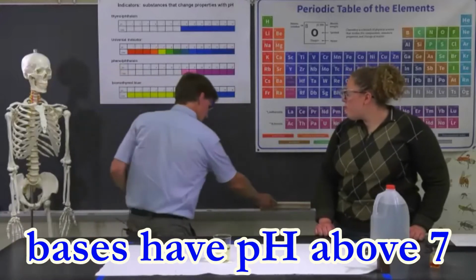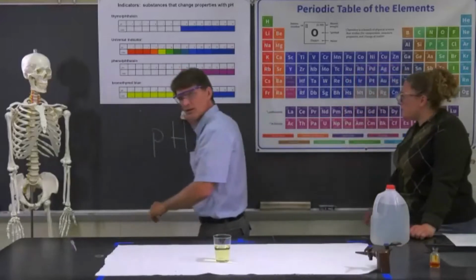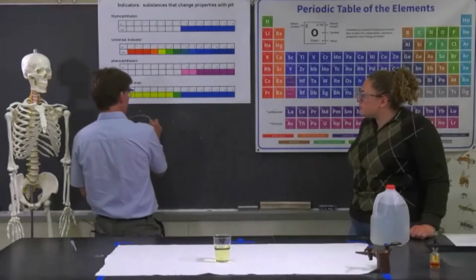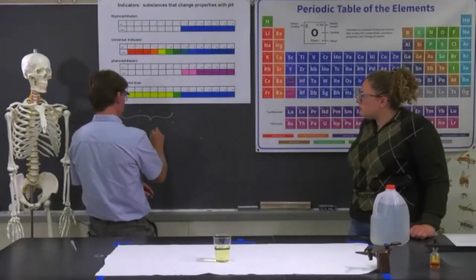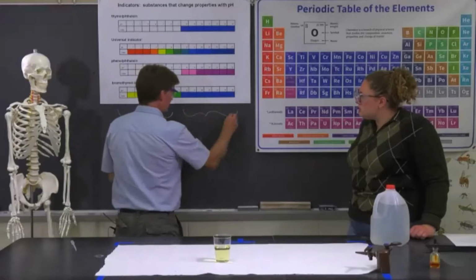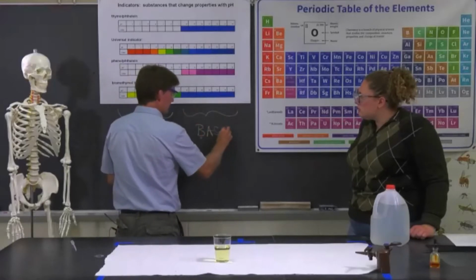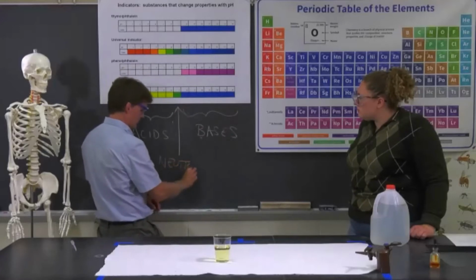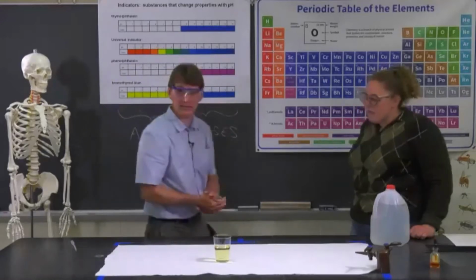Let me write this on the board here, just so I get all this straight. We've got a lot of stuff going on here. Down here, these are our acids. Up here, these are our bases. And in between, at pH 7, we call that neutral. It's neither an acid nor a base.